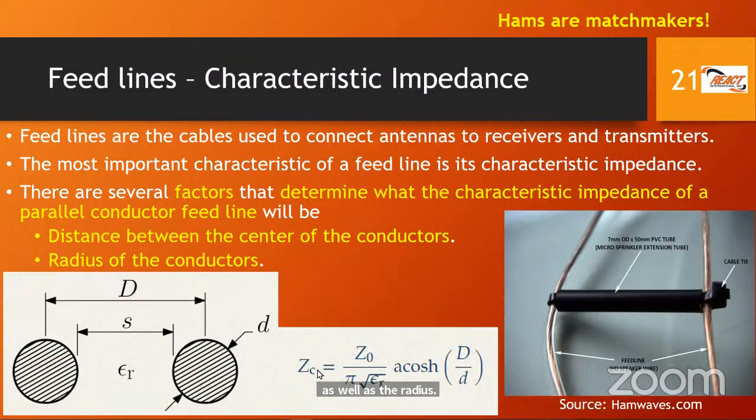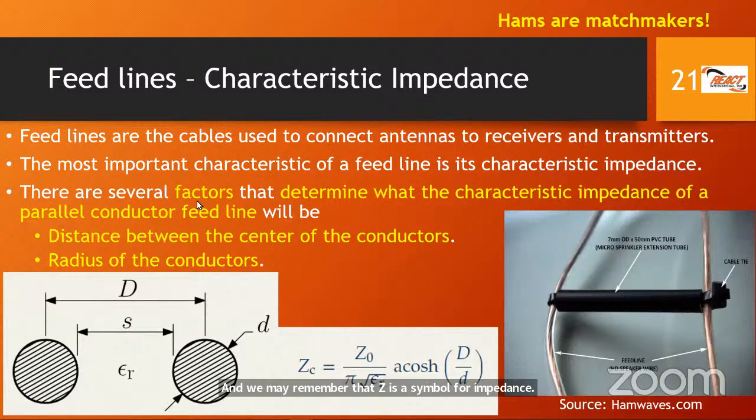And you may remember we dealt with impedance before. We talked about resistance, we talked about reactance, and so on. And we may remember that Z is the symbol for impedance. And this little C here just means characteristic, right? So the characteristic impedance is equal to this little fancy formula here, of which part of it includes the distance between the conductors as well as the radius of the conductor.